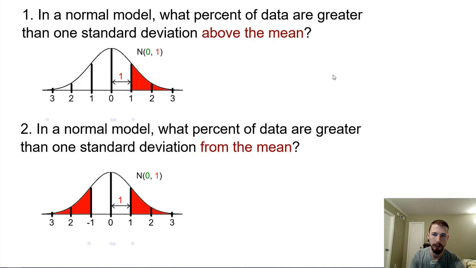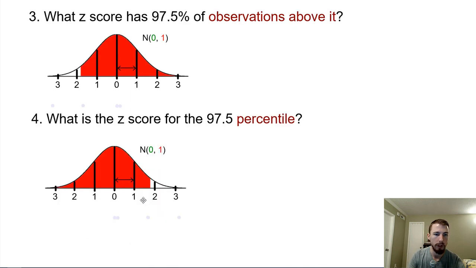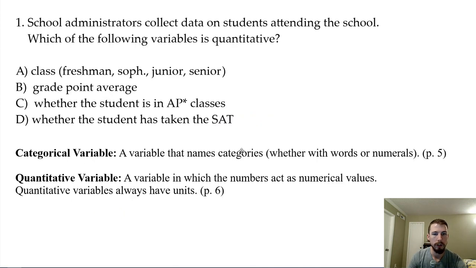If they're asking the difference between something that's strictly above or below the mean, that's going to be only one-sided. If it's how many standard deviations from the mean, that would include both sides, negative or positive. And if it has a percent that's above the observation, that's going to be measured from the right. And if it's a percentile, those are always measured from the left. All right, so those are the most common mistakes, so I just want to go through that real quick.